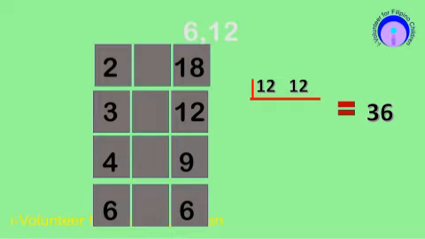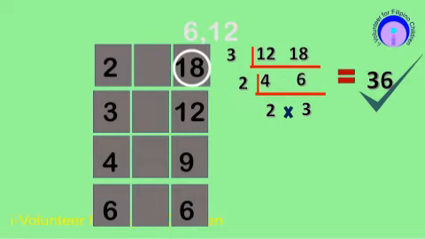Let's try another factor, 12. 12 times 1 times 1 is not equal to 36. Let's try the factor 9. 3 times 4 times 3 is equal to 36. Swak na swak din, gaya ng 18.